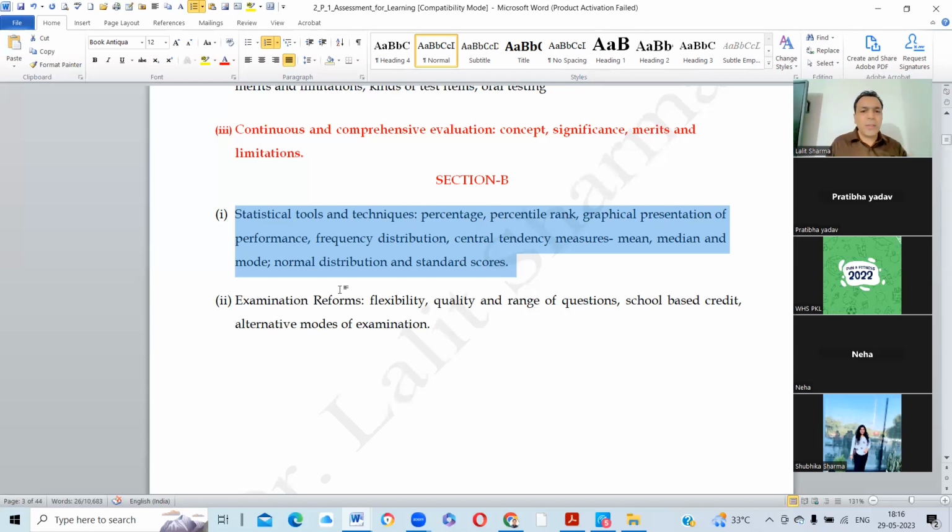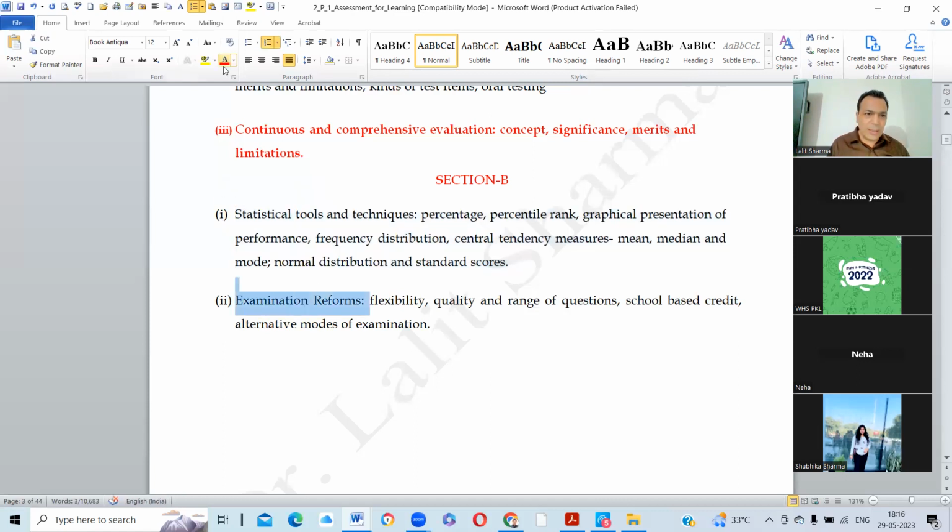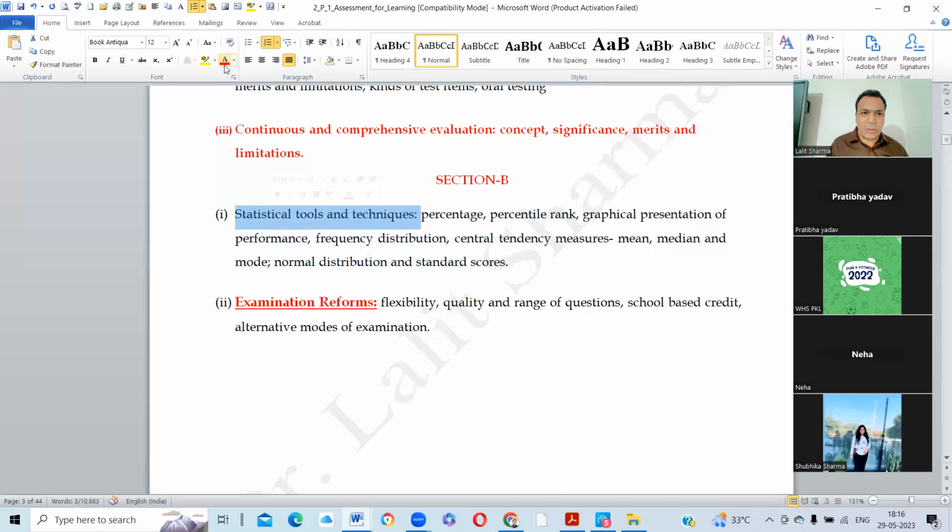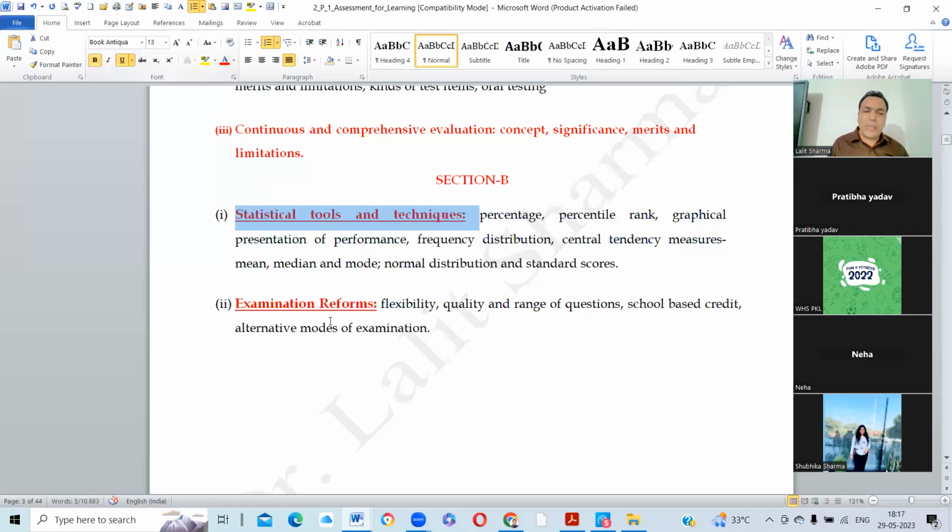But in the last lecture, I gave you one tip. The tip was you should attempt the theoretical part of this, because one question would come from theoretical questions as well. In Section B, what will happen? There are two sections, 1 and 2. You can see this one, which I have bolded: examination reforms, and the second is statistical tools and techniques. Two questions come from here, two questions come from here.